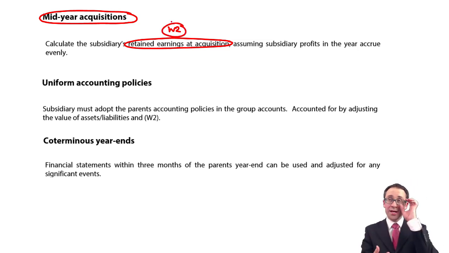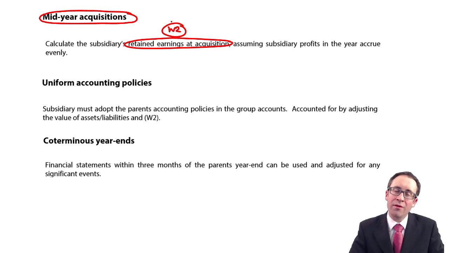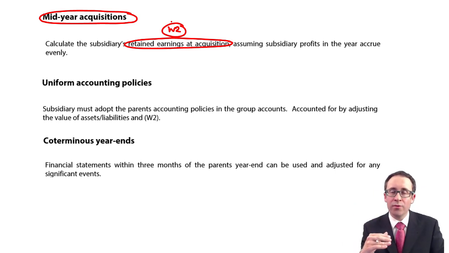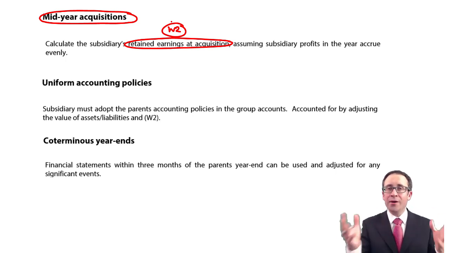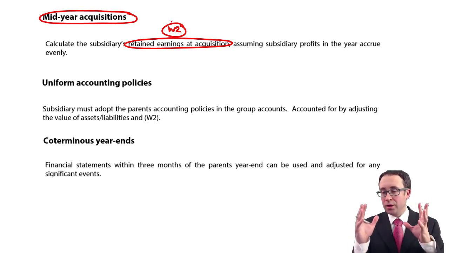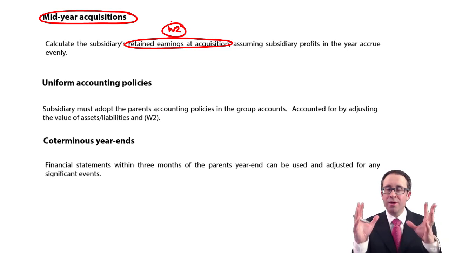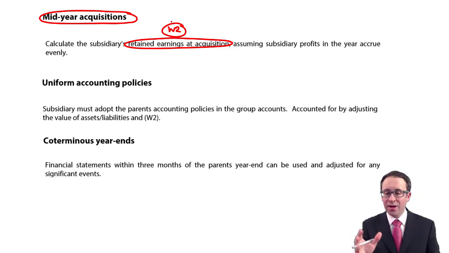Why do we need those retained earnings at acquisition? Well, we need the net assets at acquisition. And we work out the net assets in working 2, taking the share capital, adding on the retained earnings, isn't it? So we need the retained earnings. How do we get it? Well, what we're going to go through and do there is we make a simple assumption. We assume that any profits that the subsidiary has made will accrue evenly during the year.